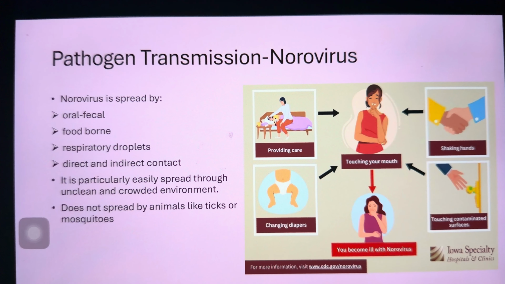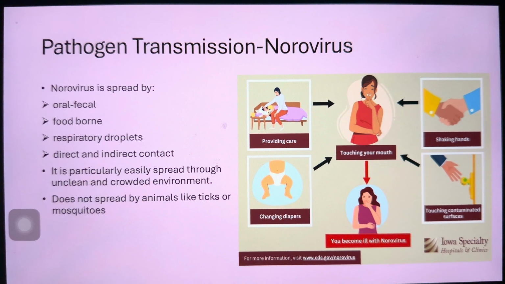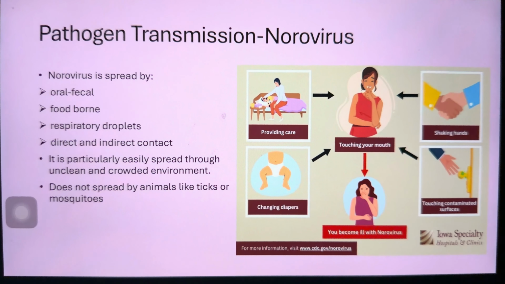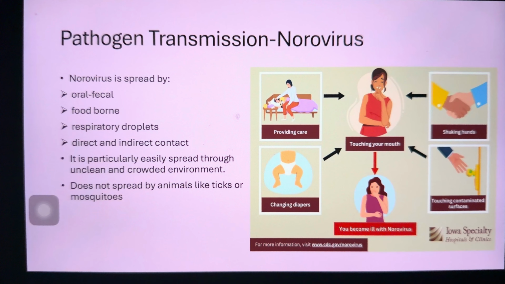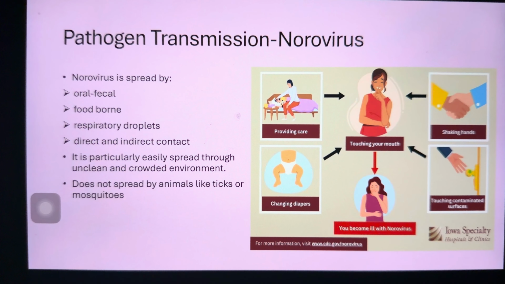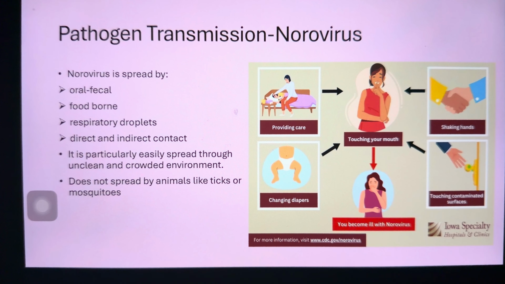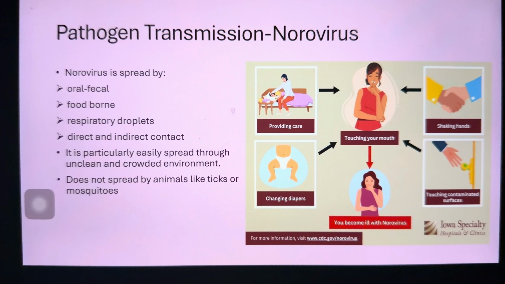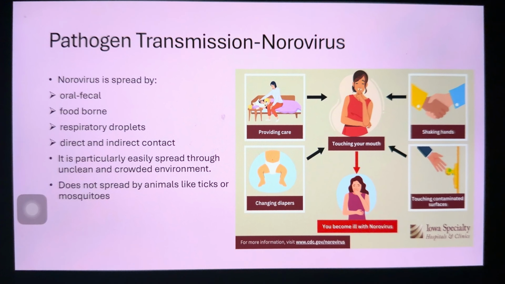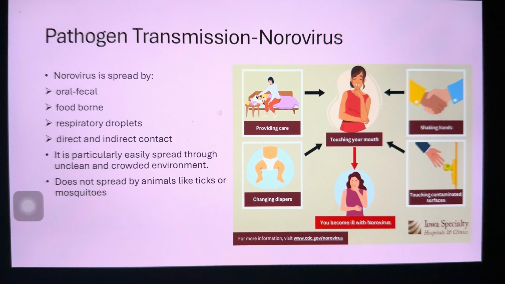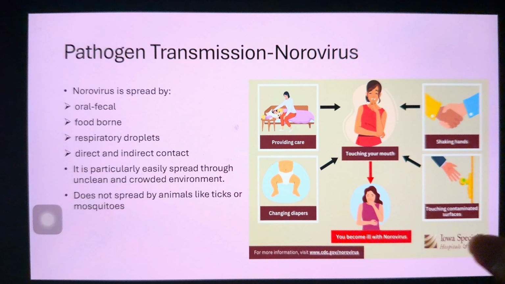The modes of transmission for norovirus include fecal-oral, foodborne, respiratory droplets, and direct and indirect contact. It is particularly easily spread through unclean and crowded environments. It does not spread through animals like ticks or mosquitoes.